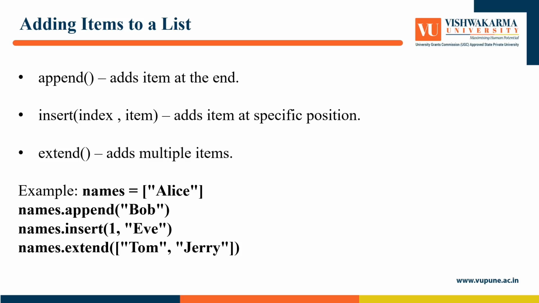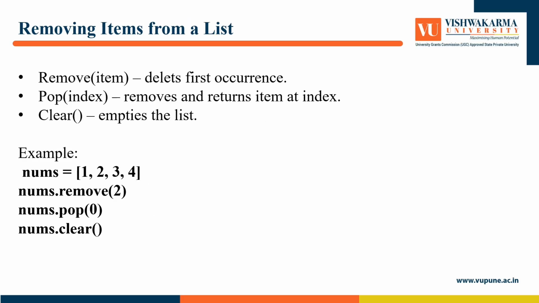Removing items from a list. To remove items, Python offers remove for deleting a specific value, pop to remove by index, and clear to empty the entire list. For example, nums.pop(0) removes the first item and returns it. This is especially useful in algorithms like stacks or queues.